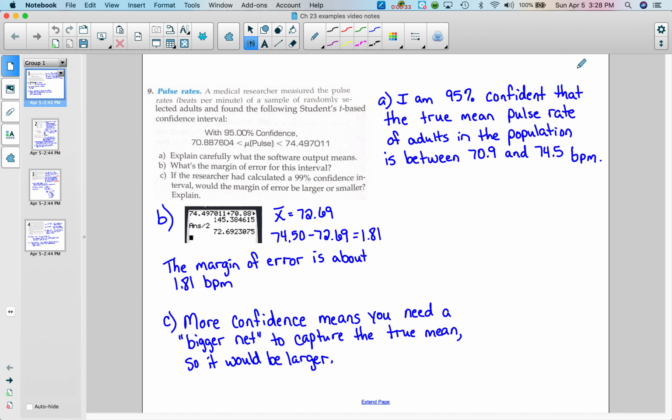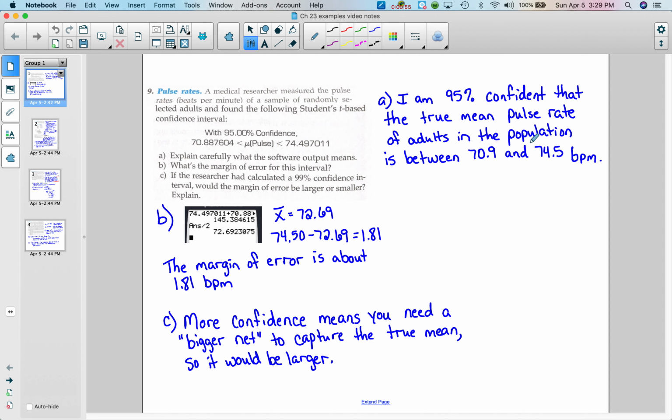video because it helps. So problem number 9, these are all from chapter 23, so you could look up the page if you wanted to, but I have the problem right here. On problem 9, they actually give you the confidence interval, so you don't have to create anything. This is common on the AP exam, and I think perhaps even more common this year.